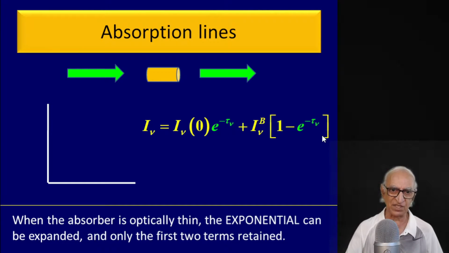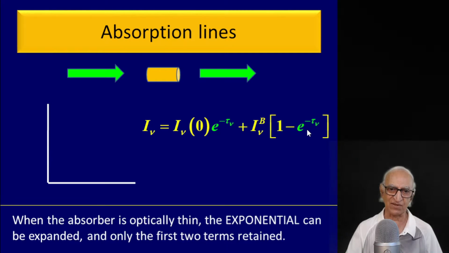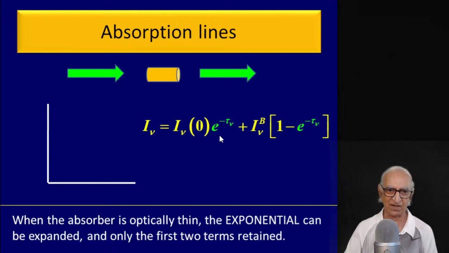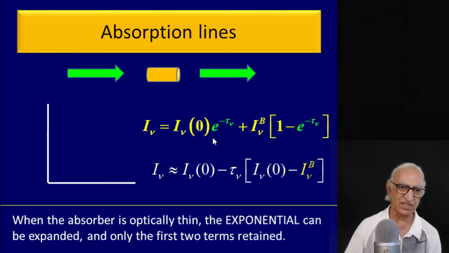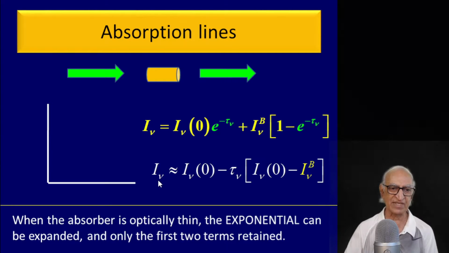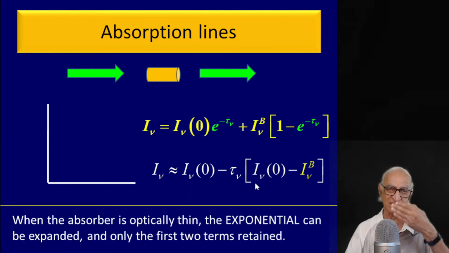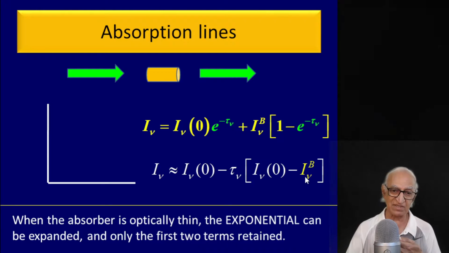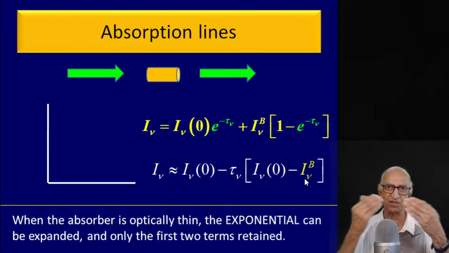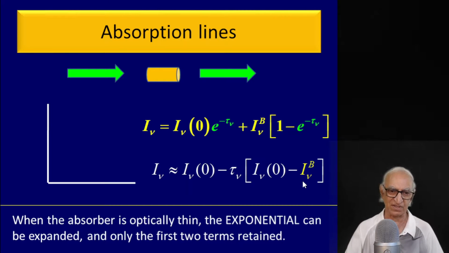Therefore, I can expand this exponential and this exponential. This will become 1 minus tau nu. This will become 1 minus tau nu, and the 1 cancels out and I'll get only plus tau nu. And here I'll get minus tau nu. So this equation reduces to: the specific intensity we will get will be the incident intensity from the interior of the sun multiplied by tau nu into, in square bracket, I nu 0, which is the incident intensity from the interior, minus the intensity contributed by the outer layers of the disk atmosphere of the sun.